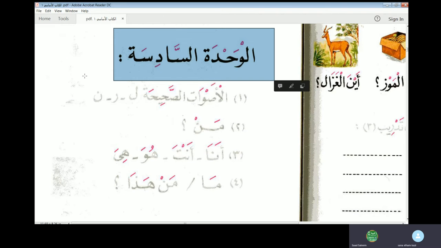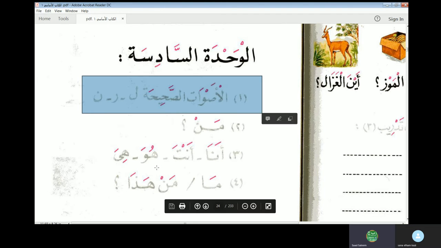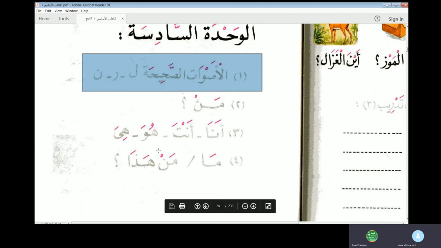Sixth unit. Consonant sounds: lam, ra, nun. Man, who. Ana, I. Anta, you. Huwa, he, masculine. Hiya, she, feminine. Ma is what and also no. Ma haza, what is this? Man haza, who is this?